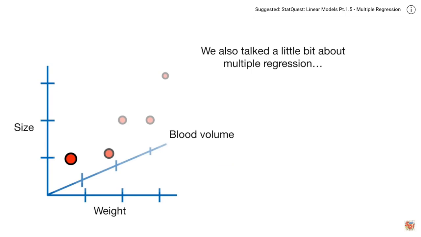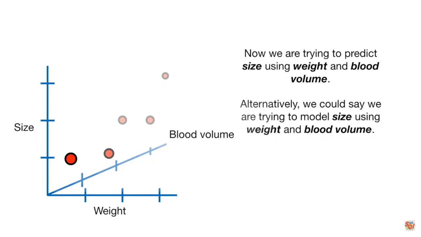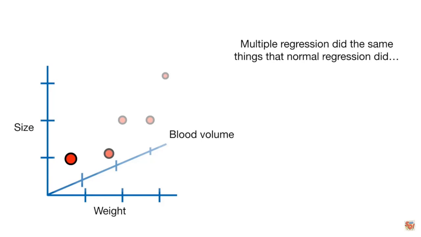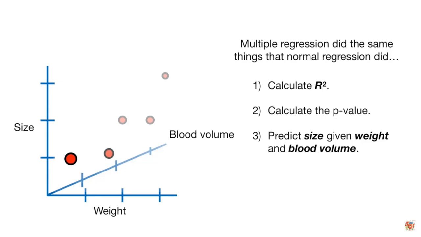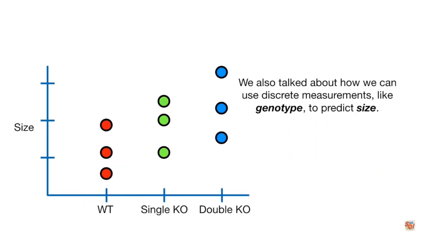We also talked a little bit about multiple regression. Now we are trying to predict size using weight and blood volume. Alternatively, we could say that we are trying to model size using weight and blood volume. Multiple regression did the same things that normal regression did. We calculated R squared, and we calculated the p-value. And we could predict size using weight and blood volume. And this makes multiple regression a slightly fancier machine learning method.